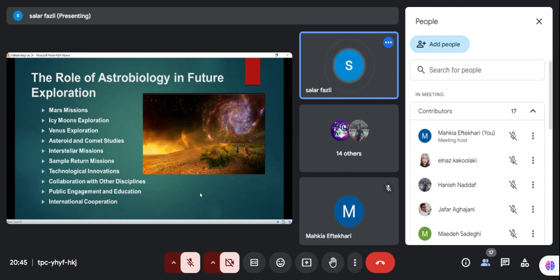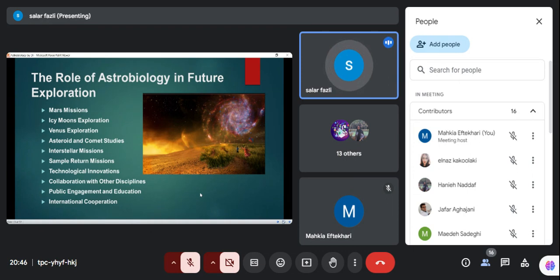Mars missions. Mars has long been a focus for astrobiologists due to its potential for past life. Missions are equipped with advanced tools to search for signs of ancient microbial life and collect samples for future return to Earth.